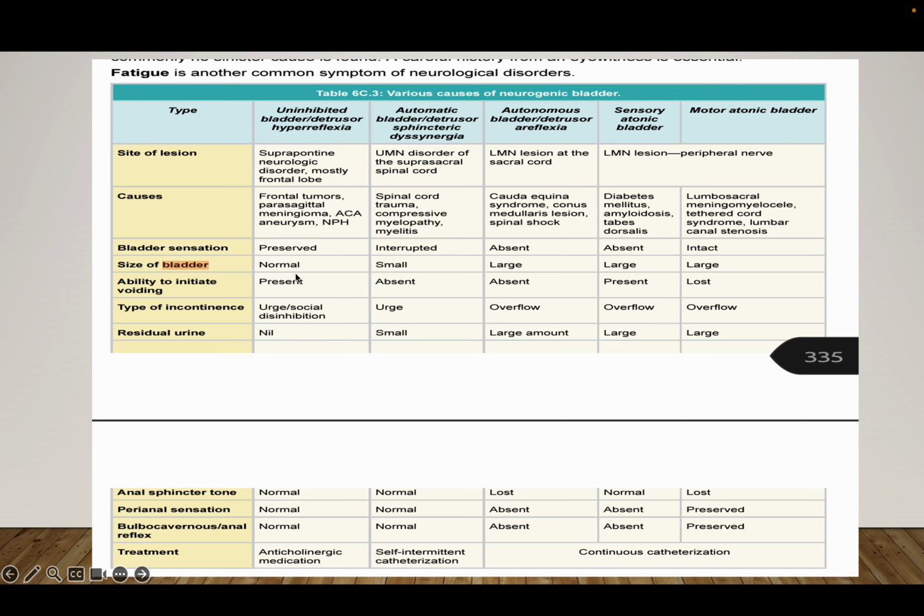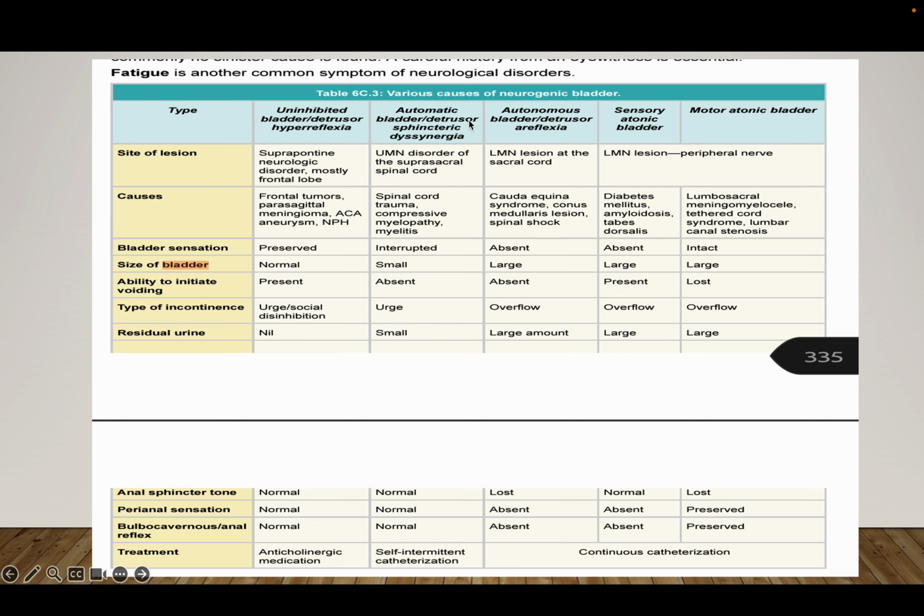NPH, frontal tumors and meningiomas, where bladder sensation is normal, size of bladder is normal, ability is normal, everything is normal. Only social inhibition is lost. Only in social conditions, they can't hold the urine, they have to pass urine. Generally, they will give anticholinergic medication to inhibit the detrusor contraction. M3 antagonists generally inhibit the contraction. Anticholinergic medications are given. What are the anticholinergic medications? You read about it and tell me.